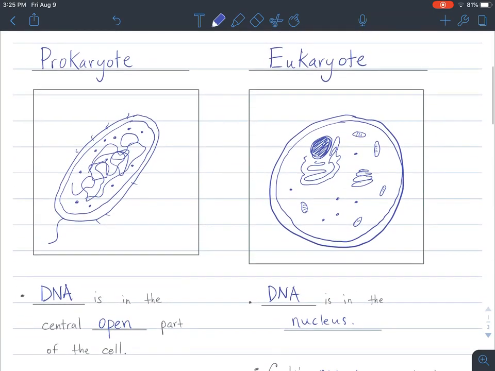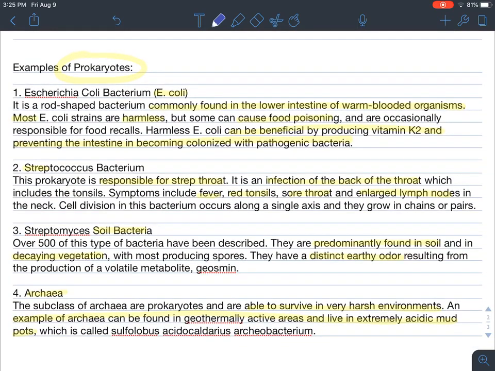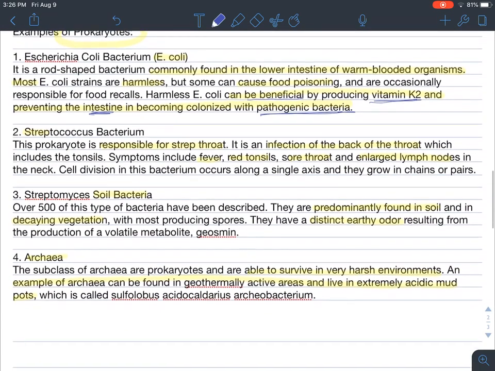Well, in order to get an idea of some prokaryotic cell examples, I looked on the internet and I found here that one would be E. coli, which maybe some of you have actually been infected by before, but it's actually commonly found in the lower intestine of any warm-blooded organism, so humans would be within that. Most of them are harmless, but they can cause food poisoning, and they can actually be beneficial as well. They give you vitamin K2, and they also help prevent nasty bacteria from getting in your intestine. Ooh, wouldn't want that. So E. coli is an example of a prokaryote.